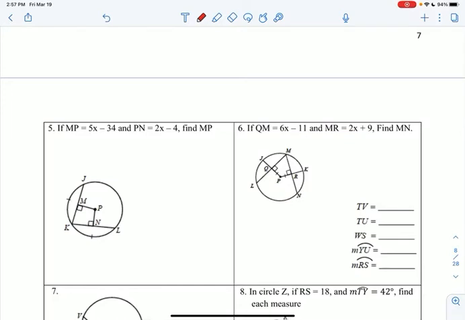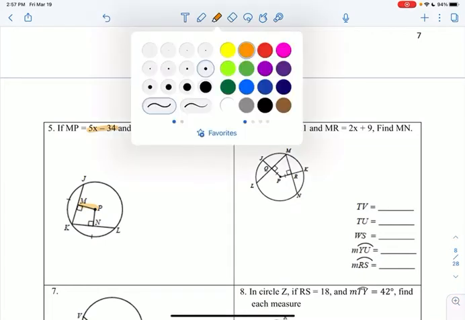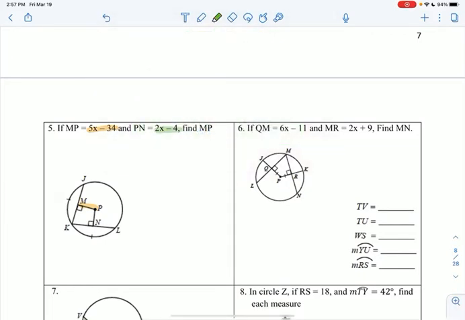So if MP is 5x minus 34 and PN is 2x minus 4, all right, so MP, it's going to be hard to write that in there, so I'm just going to highlight them so you can see it. And PN is 2x minus 4. Find MP. So basically I need an equation.